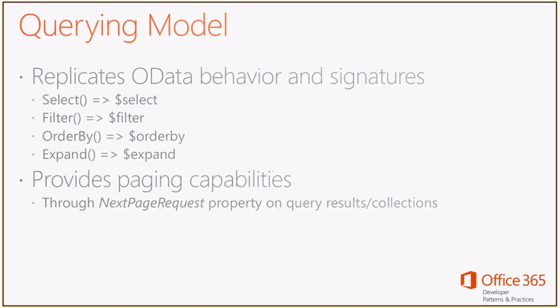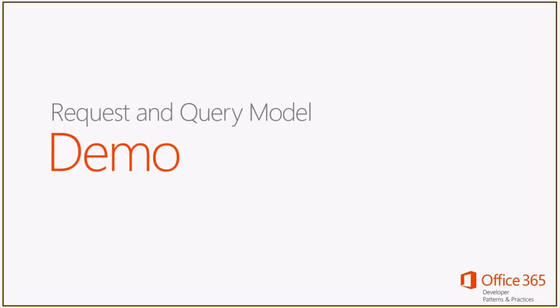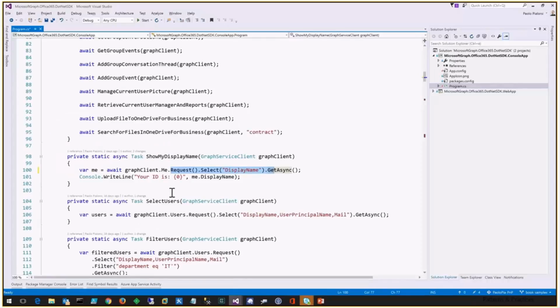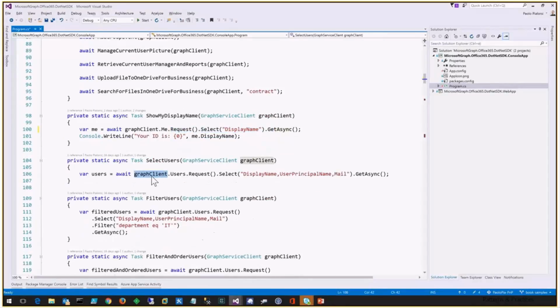So, let me move to one more demo to show you how the request model works and how the query model works. Let me go back to Visual Studio, and let me show you some more examples. Still using the Graph client and still using the asynchronous development model, as you can see, we can, for example, access the collection of all of the users we have in our tenant. We can use the request builder to build a request object, which will prepare under the cover the HTTP request, which will be able to select only those properties of the user entities that we want to retrieve, like the display name, the user principal name, and email.